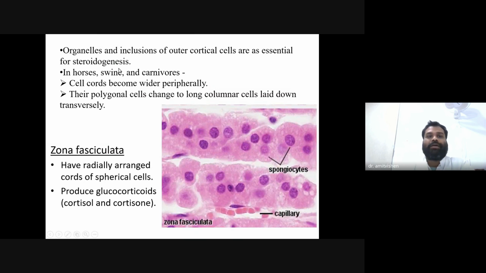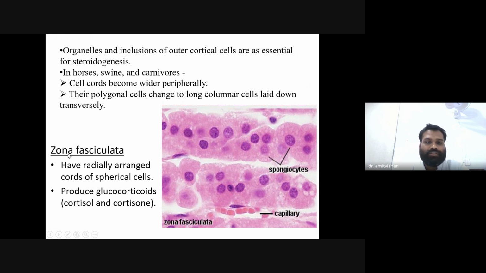If I talk about the organelles and inclusions of outer cortical cells, they are very important and essential for steroidogenesis. If I talk about species like the horse, their polyhedral cells change to long columnar cells laid down transversely.